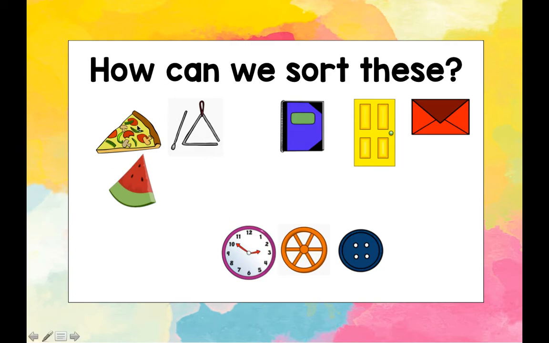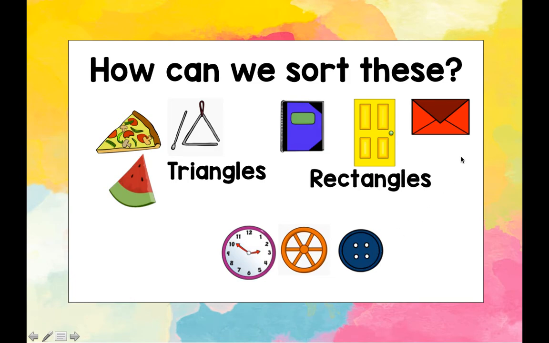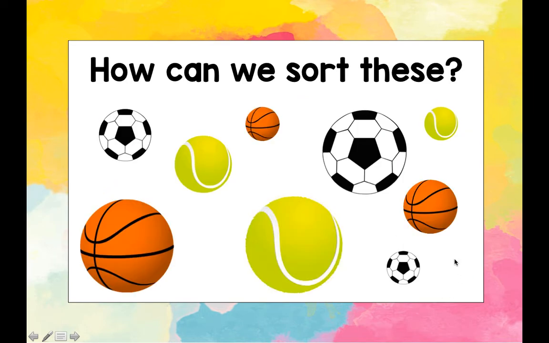Over here, what shape are these? Triangles. Good. Over here, what shape are these? Circles. Oh, and up here we have rectangles. Okay, so we have rectangles and circles. Good.